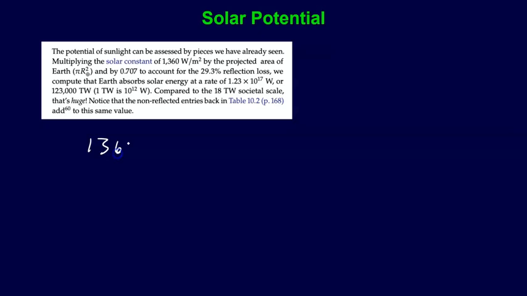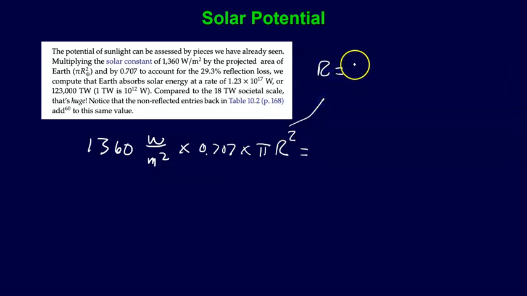So we take the number we've used a bunch, right? The solar constant of 1360 watts per meter squared. And we subtract out the part that's reflected, the 29.3% reflection loss. Then, since we're working in watts per meter squared, let's multiply by pi r squared, the area that the sun sees of the Earth when it's delivering energy. And this r is the radius of the Earth.